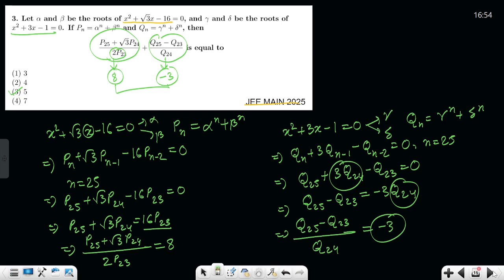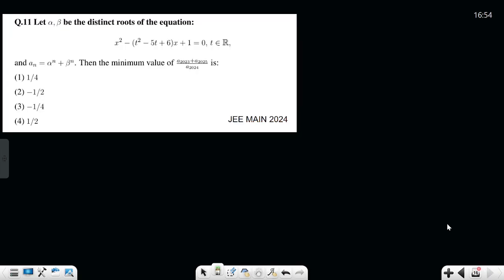Now we will go for our last question, which is this one. It is a very good question from JEE Main 2024 again. A combined question of Newton formula and maximum and minimum value. So let's start our question.